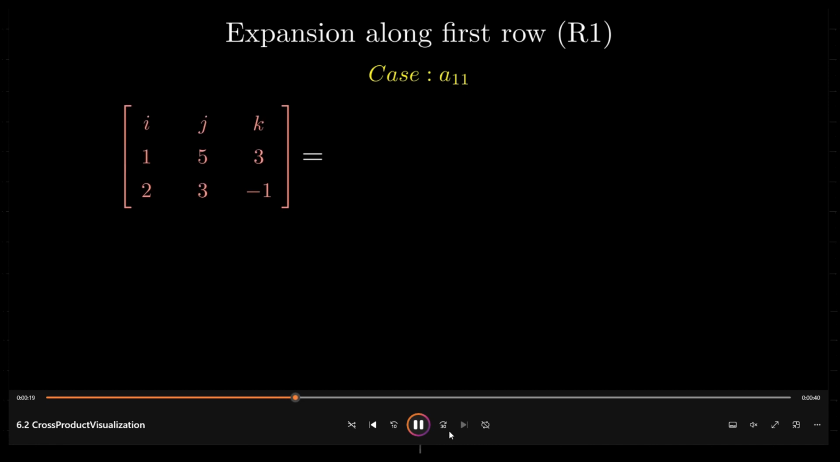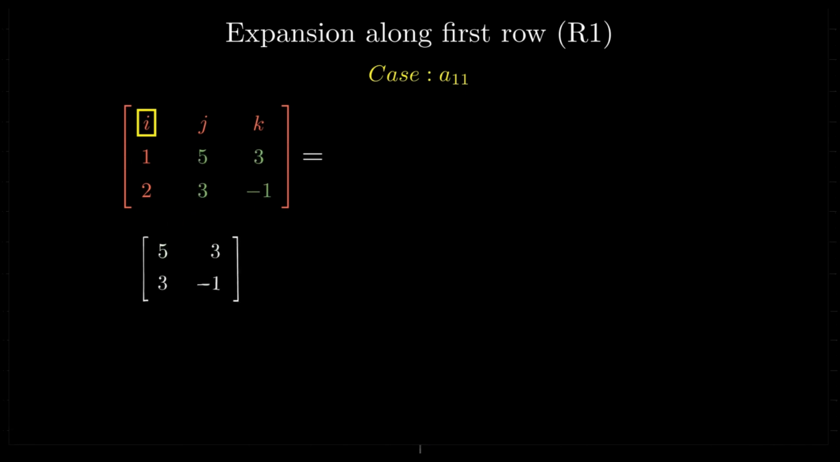So take A11, that is the very first element, the one which is rectangled, that is I. Then you have to take 5, 3, 3 and minus 1. So something like this. And then we should go to J and take the elements which are not in the respective rows and columns.